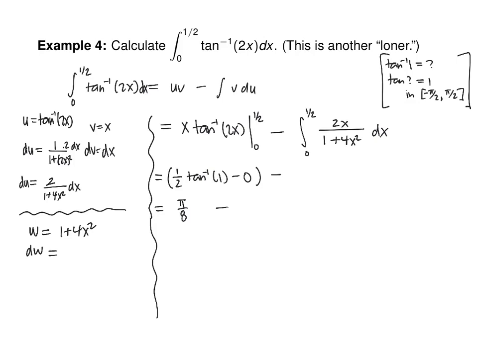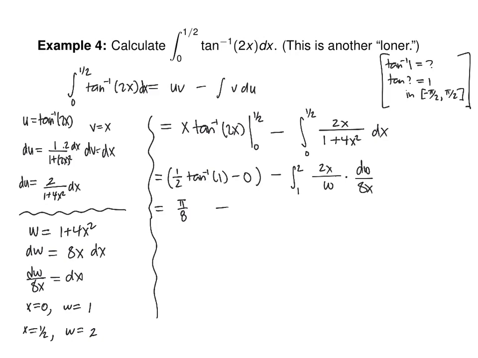dw equals 8x dx. So dw over 8x equals dx. Let's change our bounds. If x is 0, w is, plug in 0 to the substitution, 1. And if x is 1/2, w is actually 2, because 1/2 squared is 1/4, 1/4 times 4 is 1, and 1 plus 1 is 2. So we have the integral from 1 to 2 of 2x over w times dw over 8x. So integral 1 to 2, 2 over 8 is 1/4. And then we'll just have 1 over w dw.